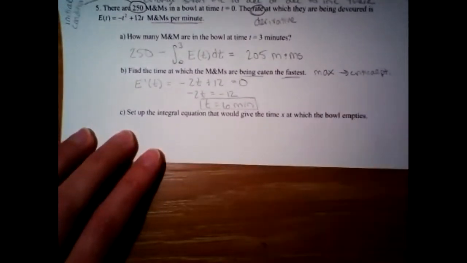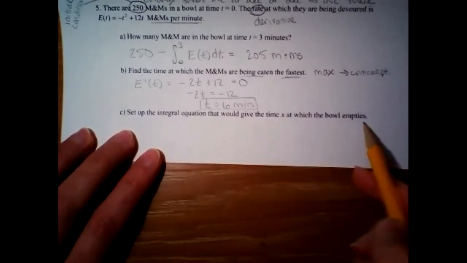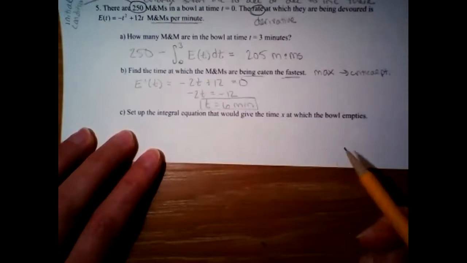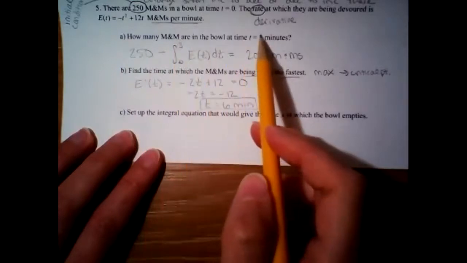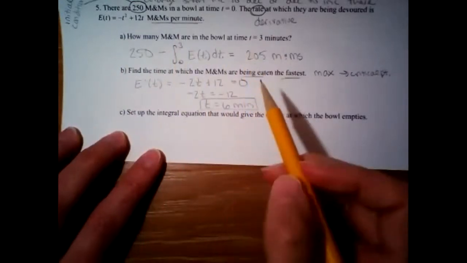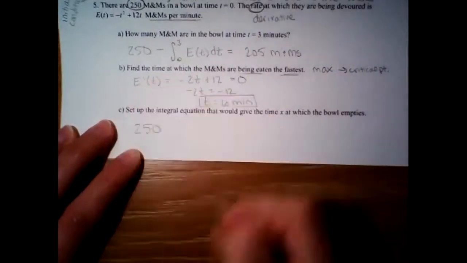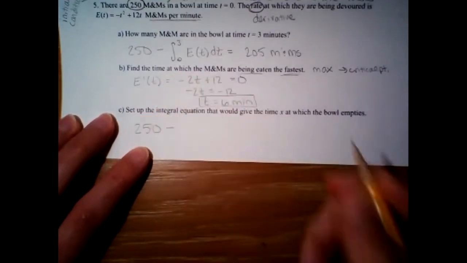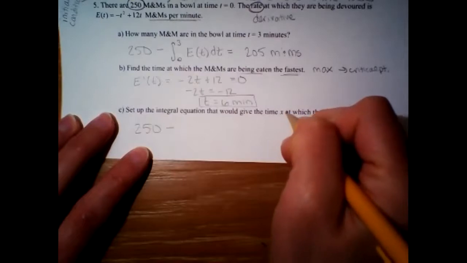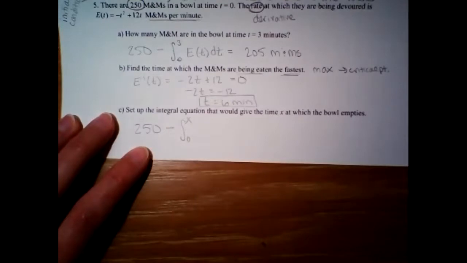All right, and then letter C, set up the integral equation that would give the time x at which the bowl empties. So that's when you have 0 M&Ms left. It's going to be really similar to letter A. At letter A, we found how many M&Ms there were at a particular time. We just want the number of M&Ms to be 0. So we start out with 250, and we're going to subtract how many get eaten. Now, the boundaries would be from 0 to x. We don't know what time they're going to all be gone. That's what x would stand for.